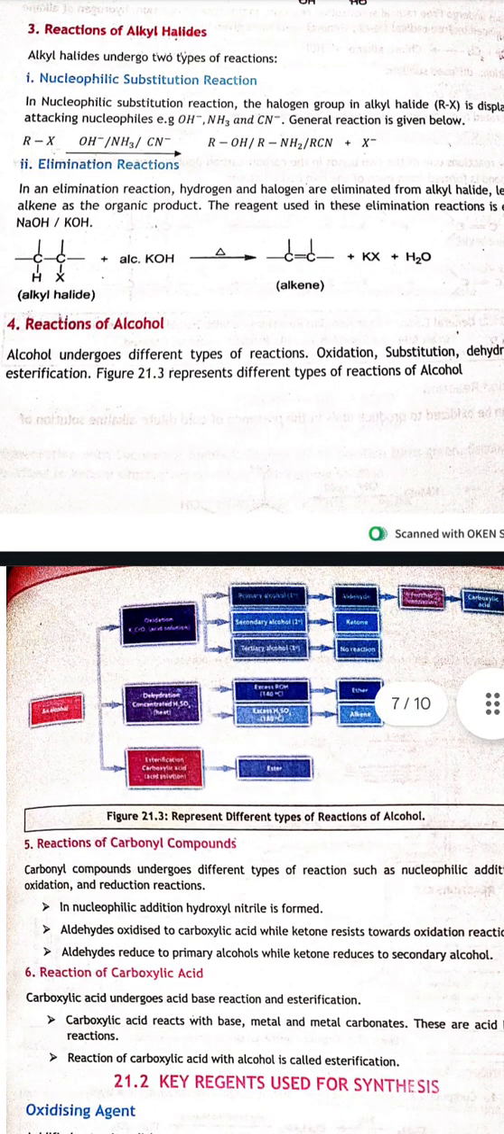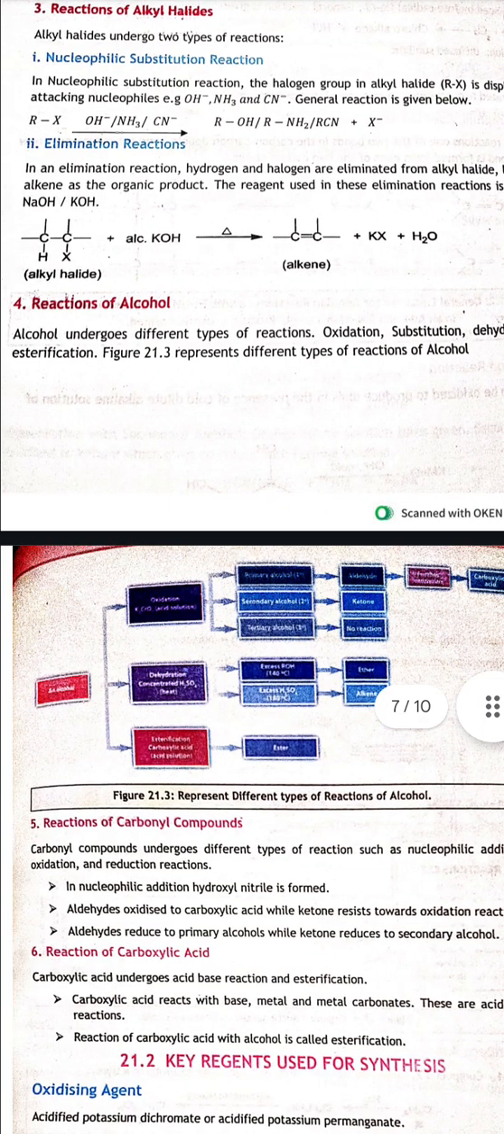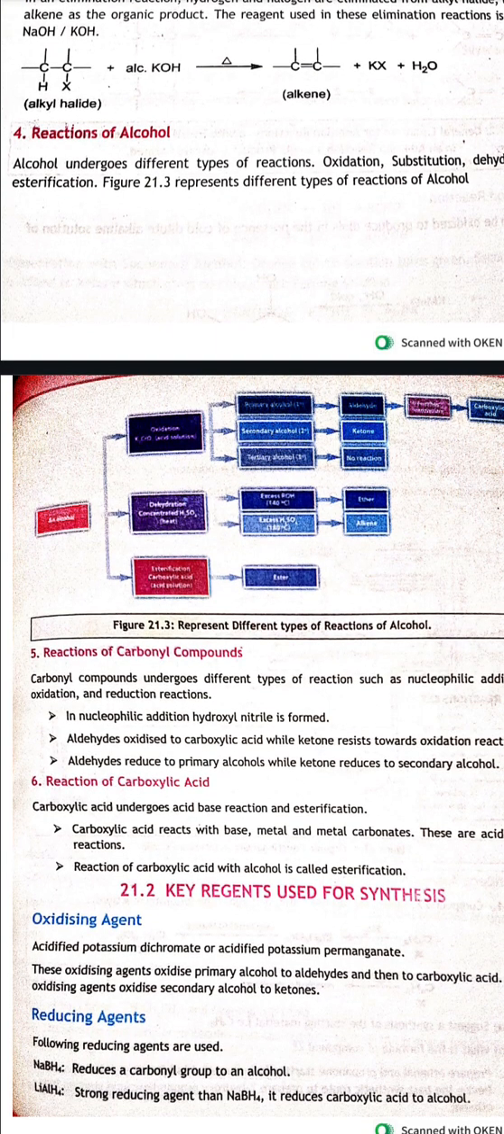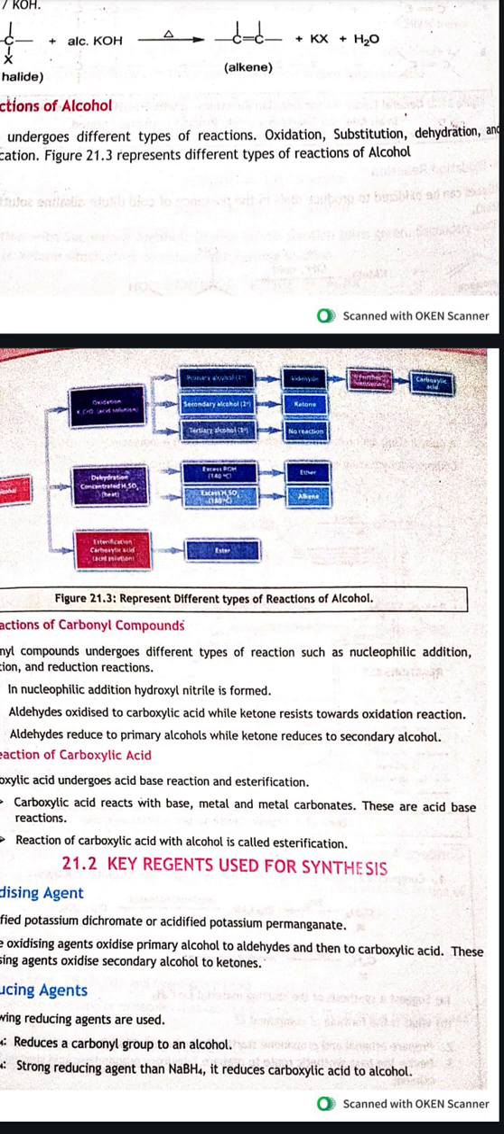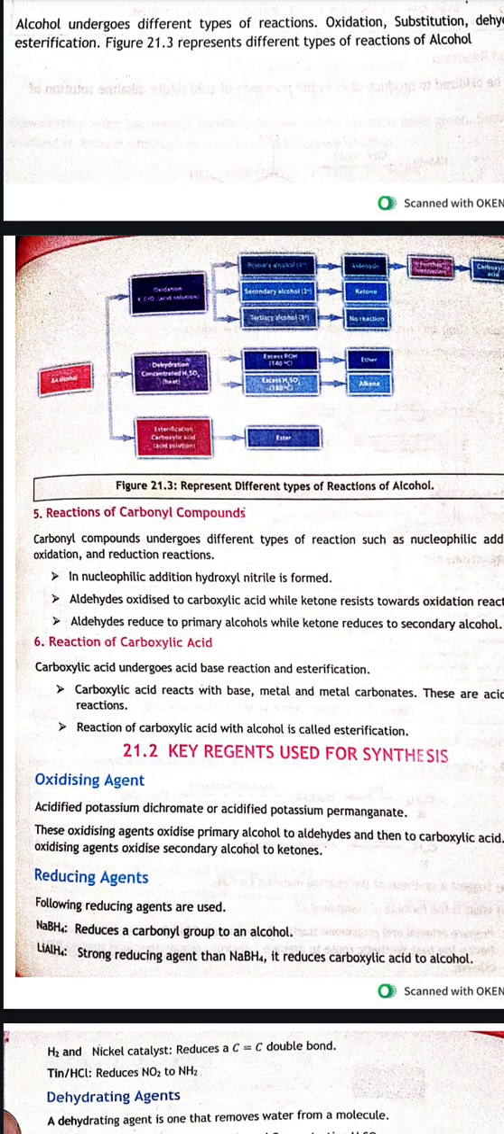Next is reactions of alkyl halides. Nucleophilic substitution reactions: RX gives us ROH, RNH2, RCN plus X negative. Elimination reactions: we get alkene plus KX plus H2O. Reactions of alcohols are oxidation, substitution, dehydration and esterification reactions. We have studied these reactions in the alcohols chapter as well.